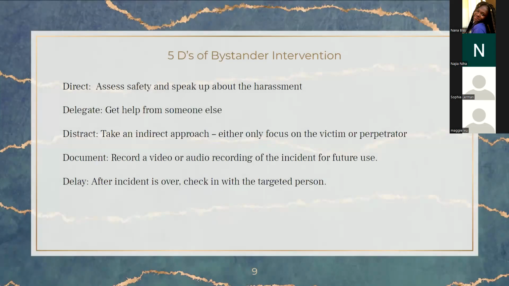So this is really important. There are 5 Ds of bystander intervention. One is direct: assess safety and speak up about the harassment. Delegate: get help for the person. Distract: take an indirect approach. Four, document, which means record it, take some sort of proof. And delay: before the incident is over or after, check on the person. It's really important to know the 5 Ds because they can be really essential in helping you assess what's going on, and they can help you figure out the best strategy to make everything better.